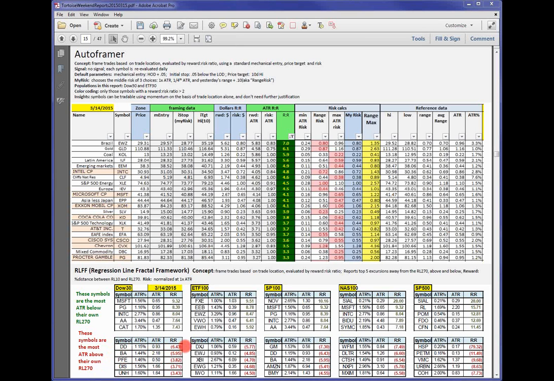DuPont is 6.43 average true ranges below its, above its long-term fair value, the RL270. So we'll take a look at, just to see what that strength looks like, DuPont and Boeing for strength. We'll look at Microsoft and Procter & Gamble for weakness, so you can see what that looks like in practice.